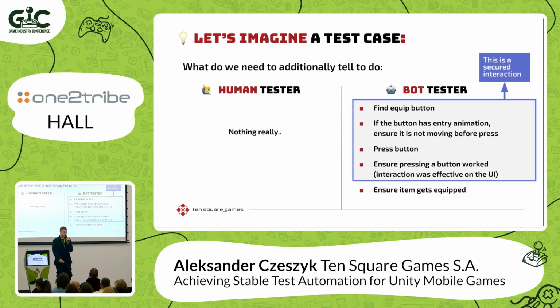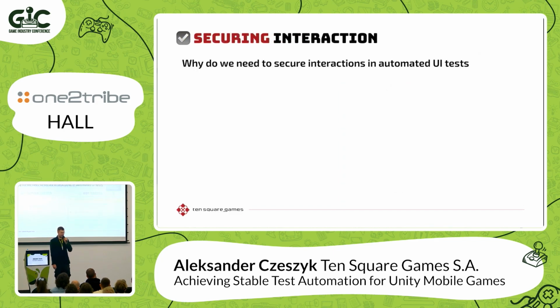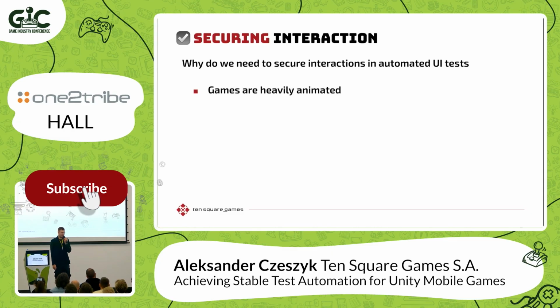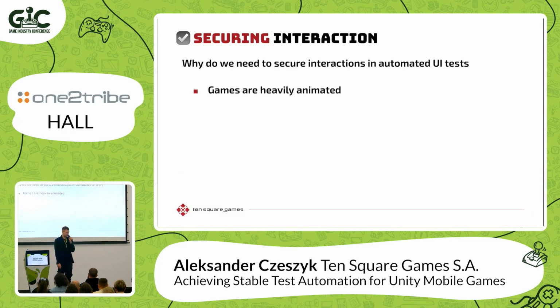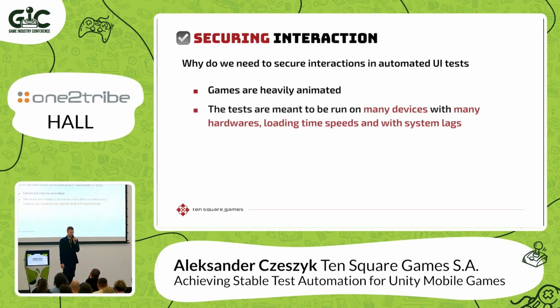So this is the secured interaction. All those steps involved here. And you need to do it actually every time because games are heavily animated. Each time that something pops up on the screen, most of the time in the mobile games, it's moving. And automated test tools work in the way that just when it loads up in the scene, it finds it, it tries to interact with it. So we need to secure those interactions.